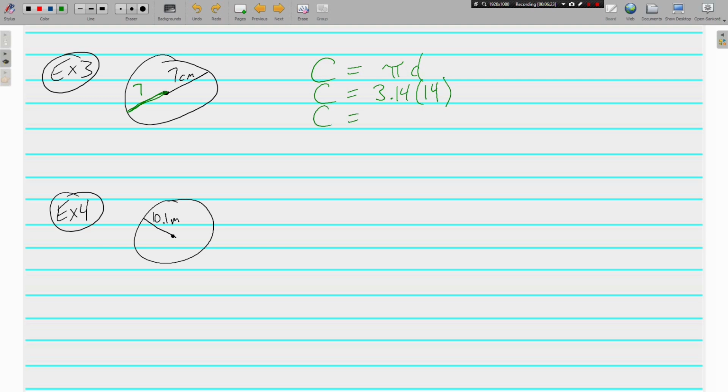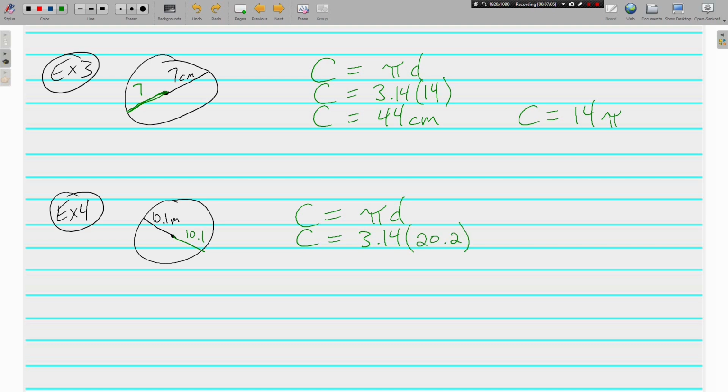So you have to be careful. Make sure you're paying attention to what part of the circle you're being given. And 44 centimeters for this one. And in terms of pi, we would just have 14 pi. Example 4, same deal as number 3. We're only given the radius, but we need the diameter. So if it's 10.1 halfway, then what is it all the way across?